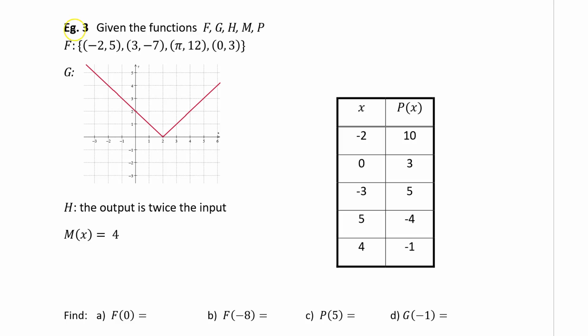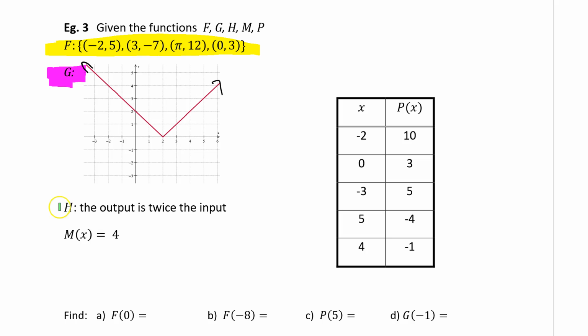All right, example 3. Given the functions f, g, h, m, and p, find these various things. Now here's the spicy meatballness about it. I have a relation given in ordered pairs. Ooh, what a spicy meatball that is. I have a relation given as a graph, which I don't love that there aren't any arrowheads on. I'm going to fix that.